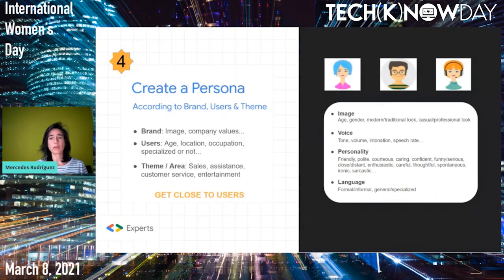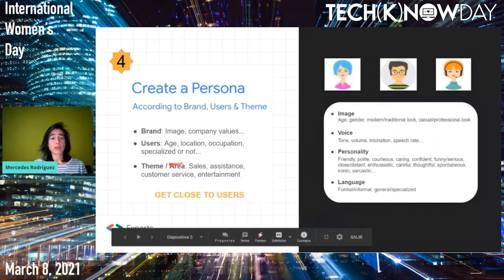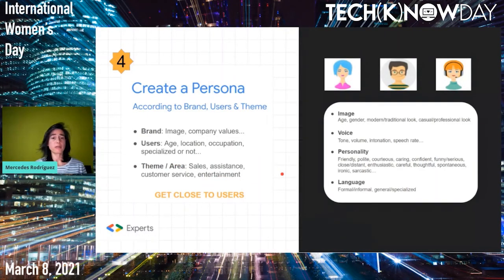So we shouldn't use the same character if the public are very young people or students, as if the public are, I don't know, lawyers or some kind of professional people. Because the language and the way that the agent is going to talk is going to be different. And also the theme or area for our agent is not the same: an agent for sales is different from one for assistance or even for entertainment. And this is the same as if it was a person.